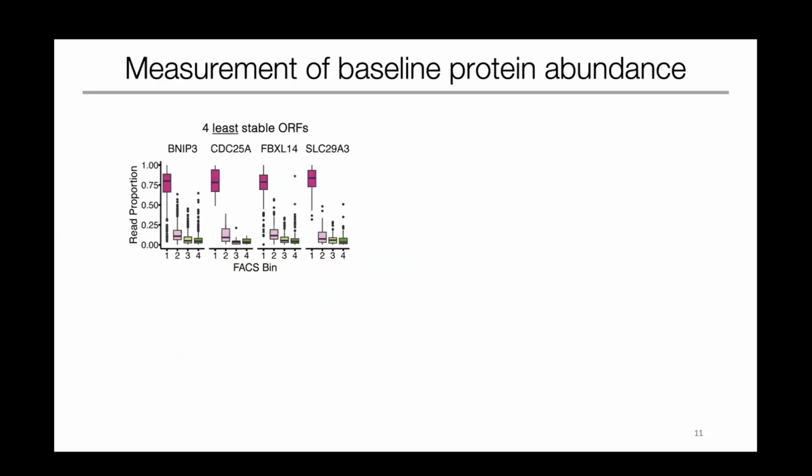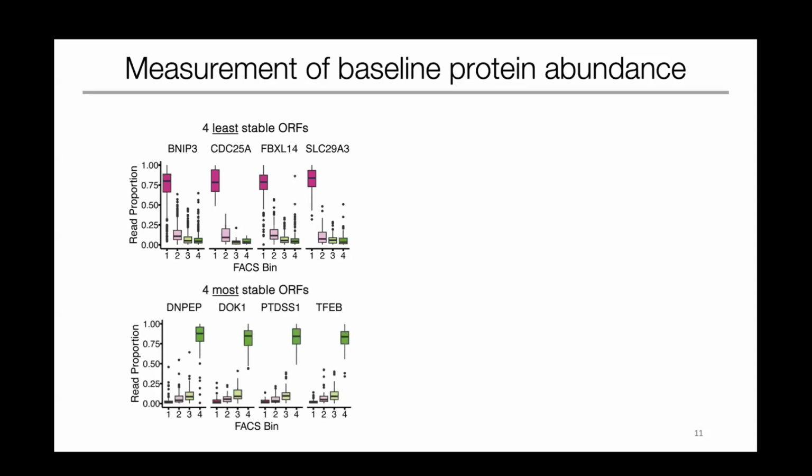So we first looked at if we could measure baseline protein abundance. So this is, after doing the sorting and sequencing, the read distribution for 4 different ORFs that were the least abundant in our assay. So these 4 ORFs, it's just showing the read distribution across the 4 bins for each of them. And you can see that all of these have something like 80% of their reads falling in the first FACS bin, which is the least stable.